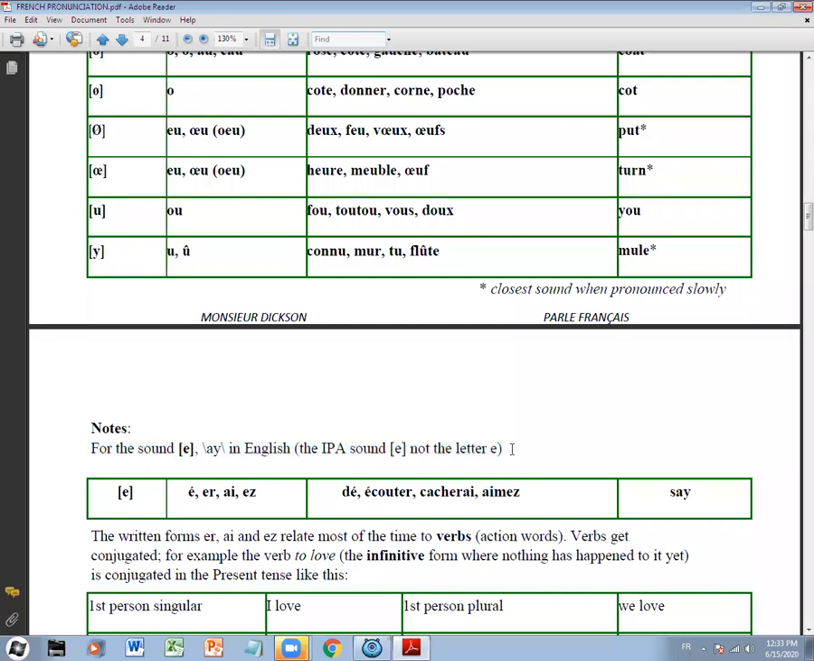Cacherai, aimer. Aimer. Z is silent. And remember, I explained when a consonant is pronounced. A consonant generally is silent whenever there is no vowel after it.